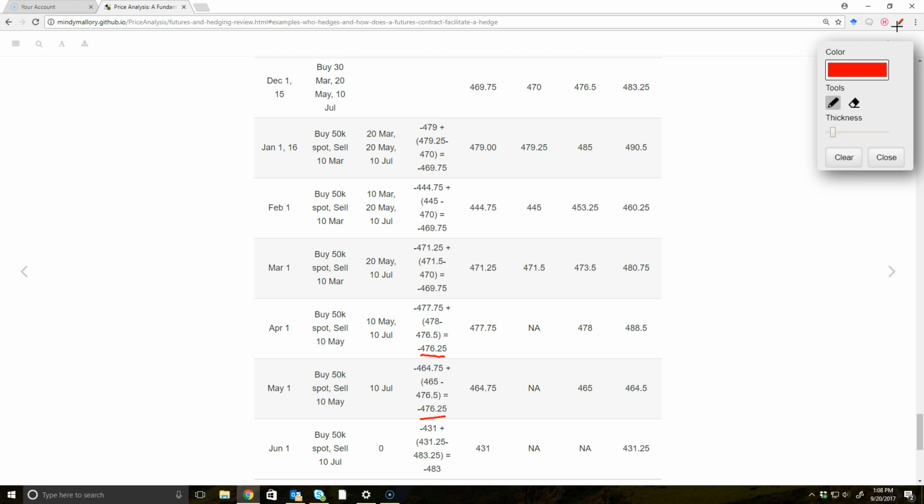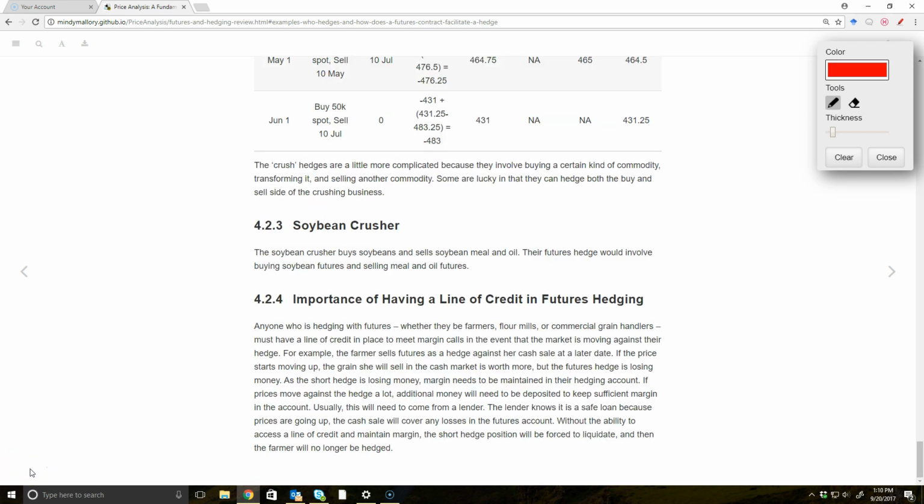And then when the May contract goes off the board, we start hedging with the July futures contract, and that price is going to correspond to the July price that we saw on December 1st, 2015. So 1/4 cent below the July futures contract as of December 1st. That concludes our example of a flour mill hedging. The only thing that we have left to talk about in Chapter 4 is the importance of having a line of credit if you're going to hedge with futures markets.